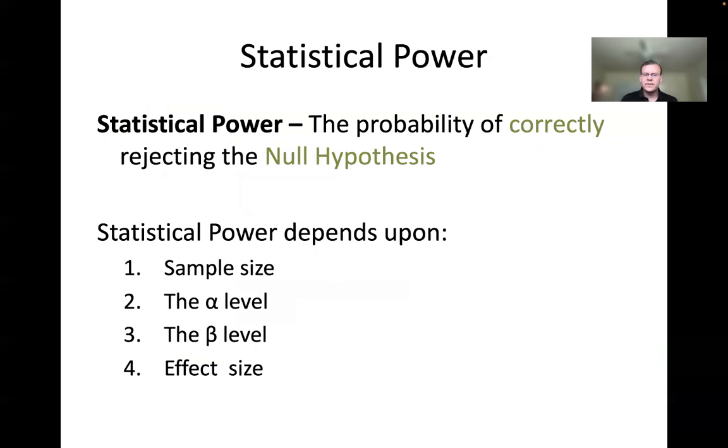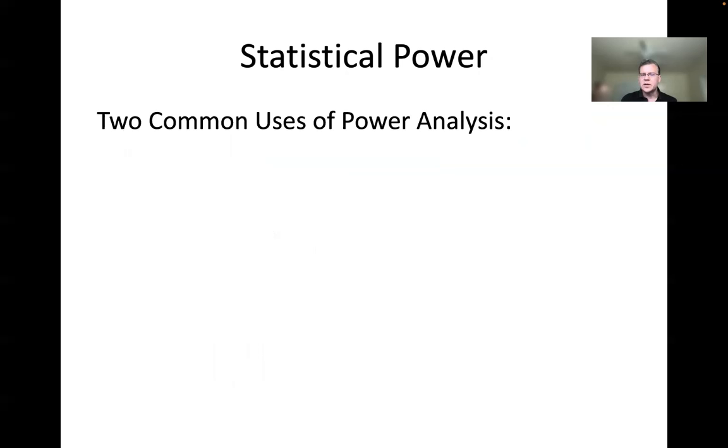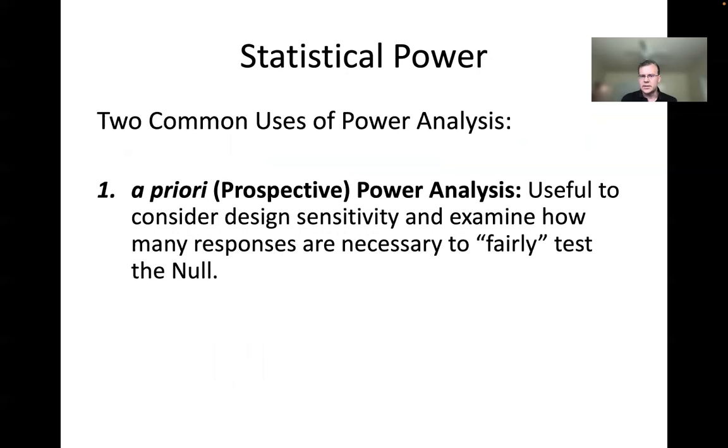Okay, so now that we've defined several of the components of statistical power, let's talk about what that really means. Statistical power is typically used to do two types of power analyses. The first type is called an a priori, or a prospective power analysis. We typically do an a priori power analysis in order to figure out how many responses are necessary to fairly test our null hypothesis. This is typically done for grant applications or things of that sort, where we have to justify a sample size that we're planning on collecting.